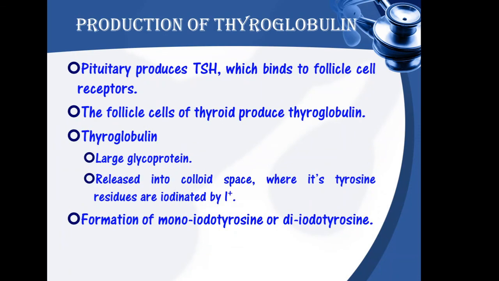The pituitary produces thyroid stimulating hormone, which binds to the follicular cell receptors, and the follicle cells of the thyroid produce thyroglobulin. Thyroglobulin is a large glycoprotein which is released into the colloidal space, where the tyrosine residues are iodinated by the oxidized iodine. Formation of monoiodotyrosine or diiodotyrosine takes place in the colloidal space.